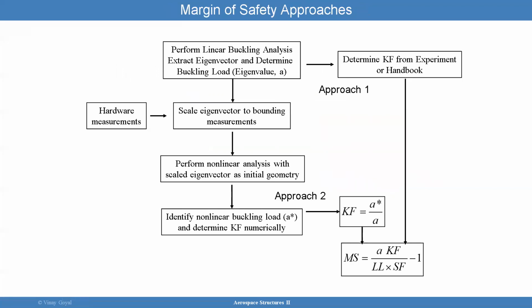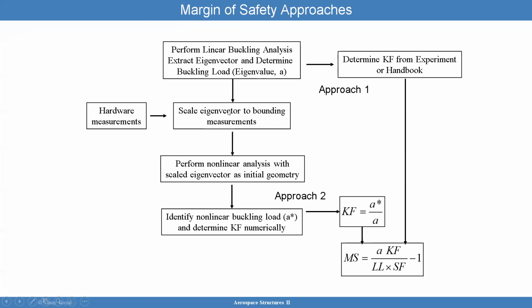So let me show you the different approaches here one more time. You perform a linear buckling analysis. You extract the buckling load and the eigenvalue, the mode shape. Approach one is to take that knockdown factor from the handbook, take this buckling value, and calculate the margin of safety. That's approach number one right there.